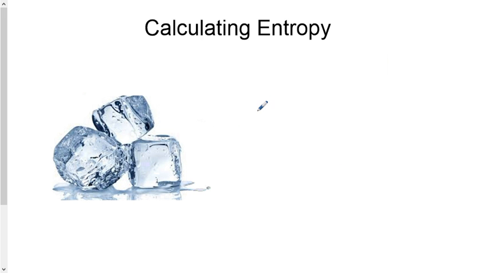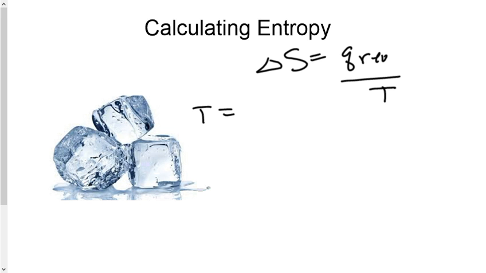Okay, let's take a look at calculating entropy. Entropy S is equal to Q reversible divided by temperature in Kelvin, and we're looking at the change in entropy. So ice, of course, does melt at a temperature of 0 Celsius or 273 Kelvin.